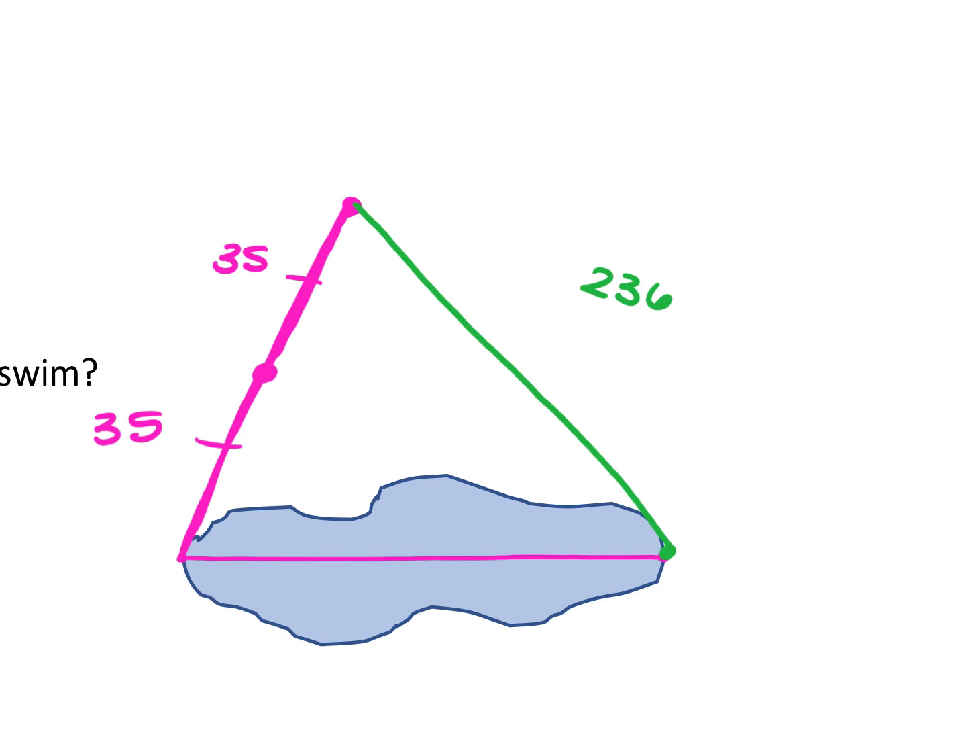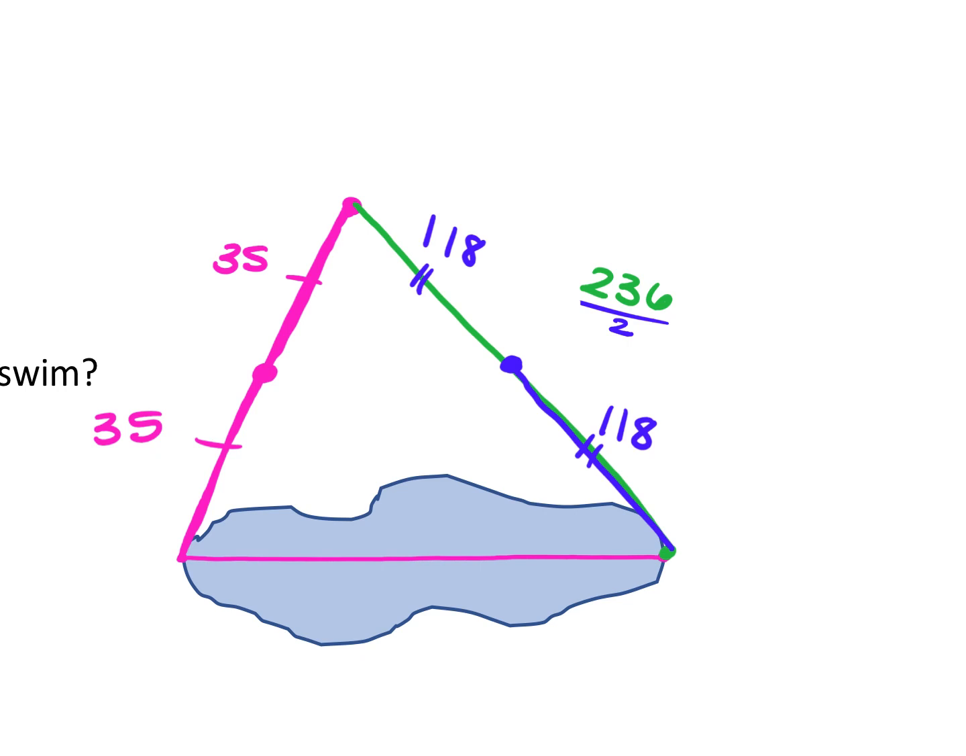236. Halfway. What would halfway be? Cut that in half, right? He should go back 118 paces. So now you have 118 and 118, which means these are congruent. Now what should he do? You should go from the two midpoints.